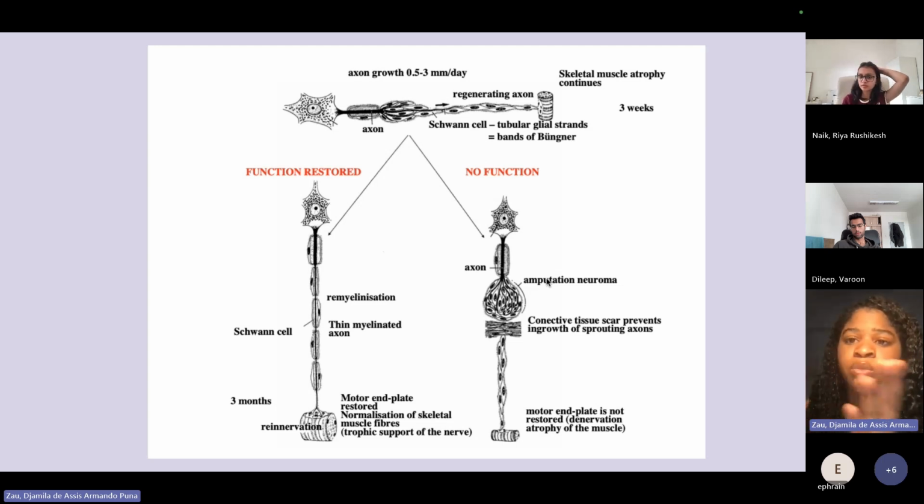But these details, as far as I remember, they might not ask you. They might just say, what's the end goal of regeneration? And you guys will say, well, you can have a neuron where the function is restored and everything is fine, or you can have a neuron that has no function.